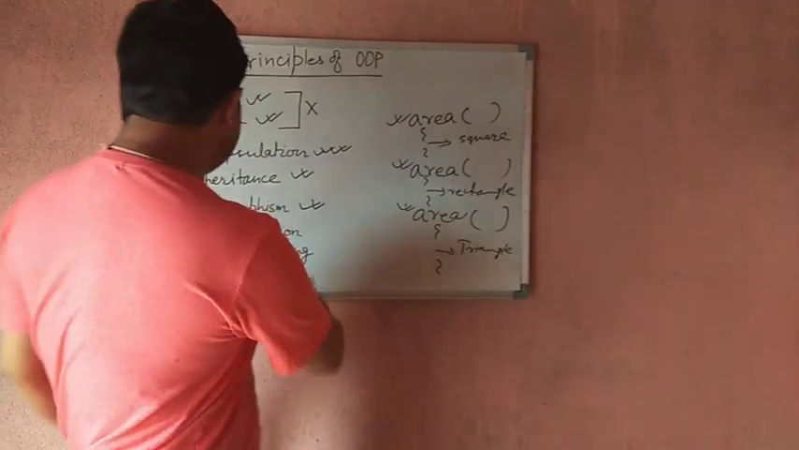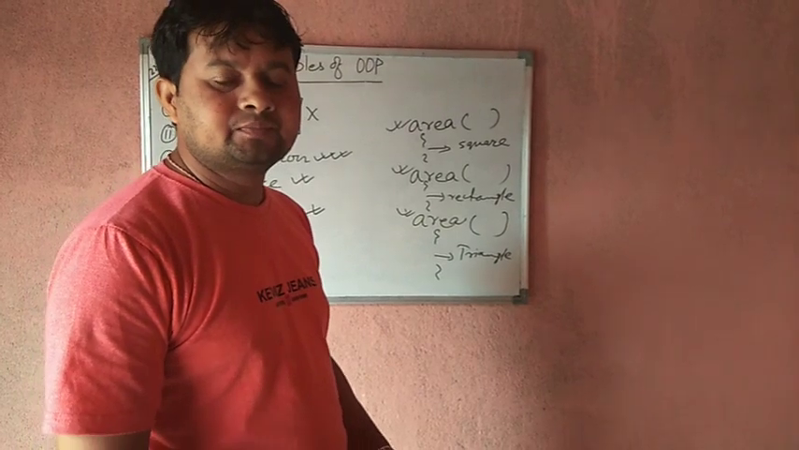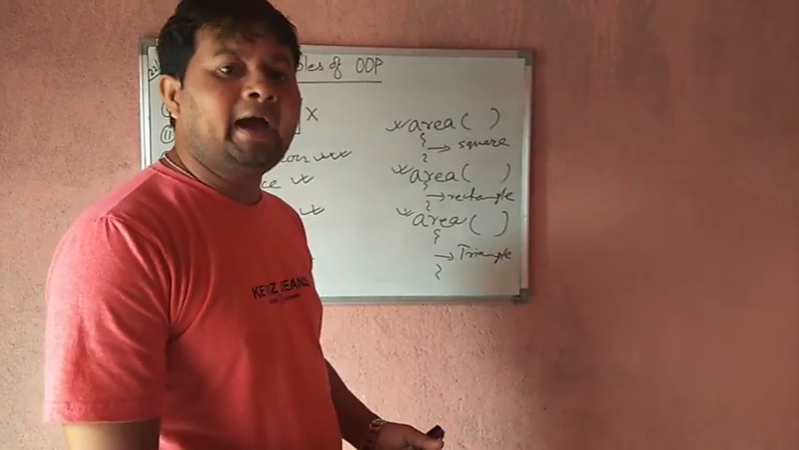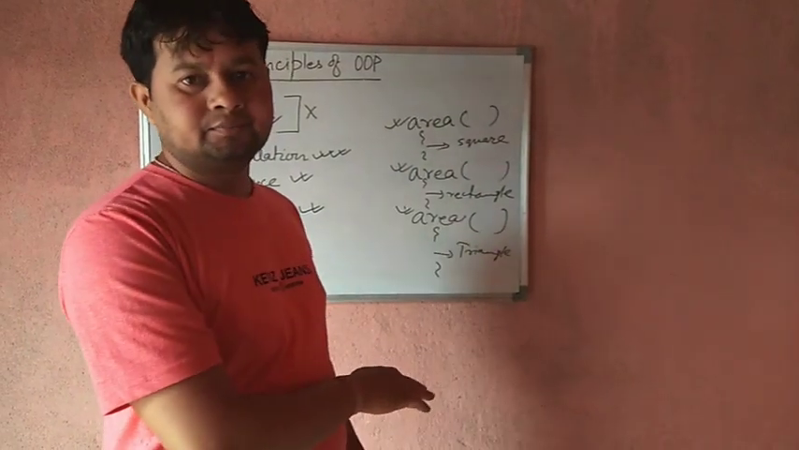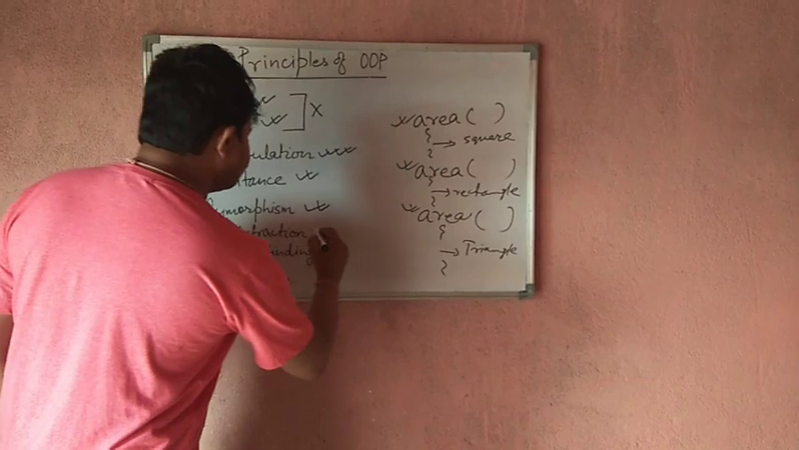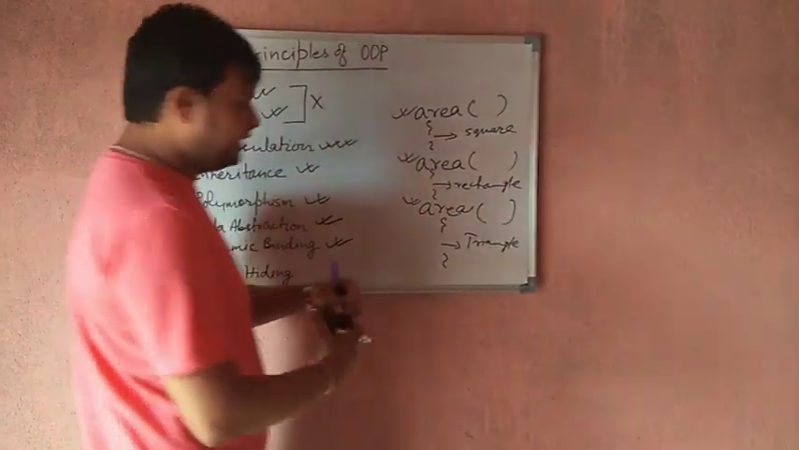So what is data abstraction? Data abstraction is the process in which it provides the output by hiding the background detail. Okay. So data abstraction is done. Next one is dynamic binding.